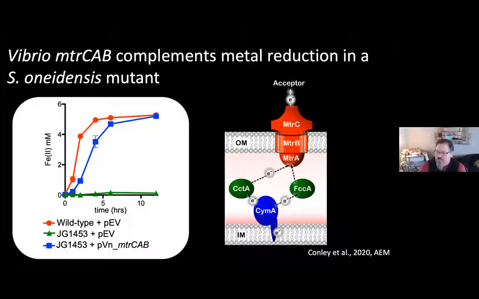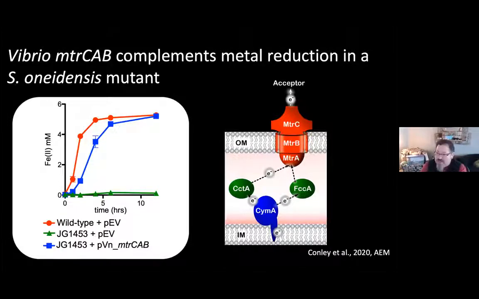So here, now we can do the same experiment taking this JG1453 strain. This is the strain of Shewanella where we've deleted all these various metal reduction components. And we can put MtrCAB back just from Vibrio. And so here's wild type Shewanella. Now, instead of days, we're looking at hours because this goes quite fast in Shewanella. And when we put that conduit from Vibrio into Shewanella, it goes just as fast too.